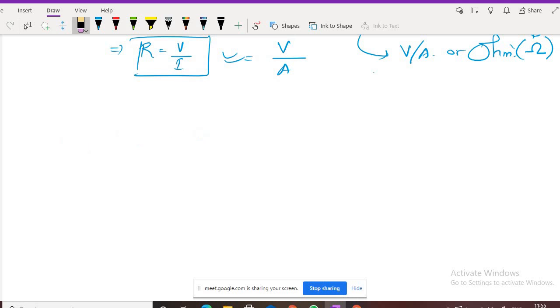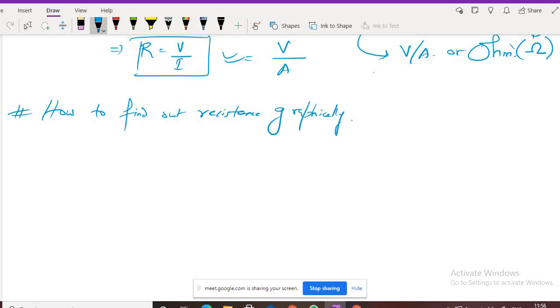My target is that if somebody asks you how to find resistance graphically, how will you find it? Okay, so how to find resistance graphically, let's see now.